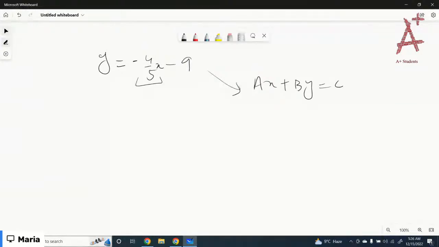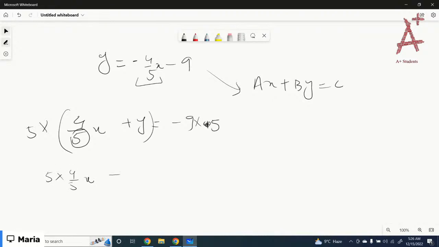Here you have negative 4 over 5. When you move it to the other side, it would be positive. So it would be 4 over 5x plus y equals negative 9. You have to remove that 5, so multiply both sides of the equation by 5. Sorry, just 5, not negative 5. It would then be 5 times 4 over 5x plus 5y equals negative 45. So 5 and 5 cancel out with each other. You are left with 4x plus 5y equals negative 45. That would be the equation in the standard form.